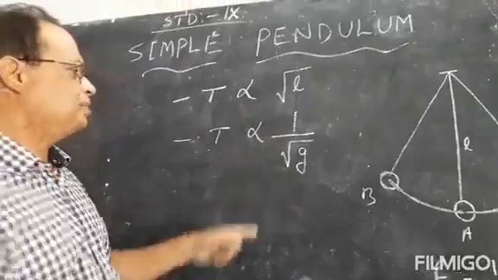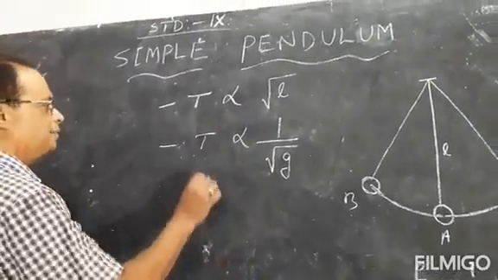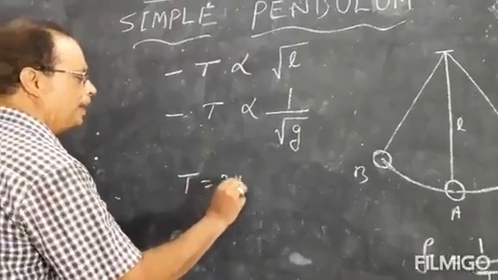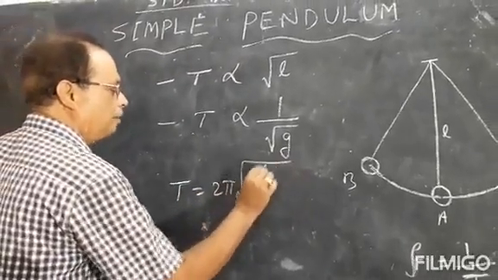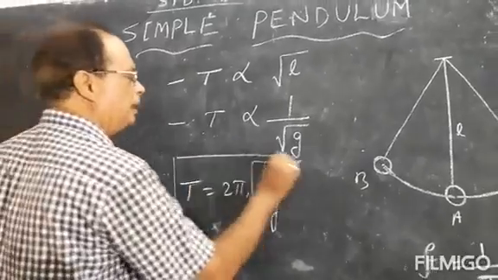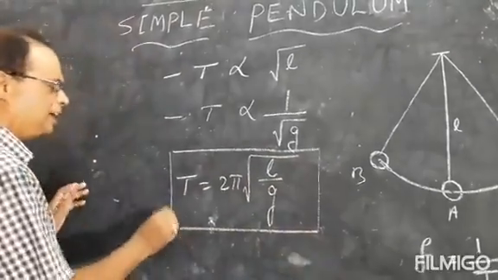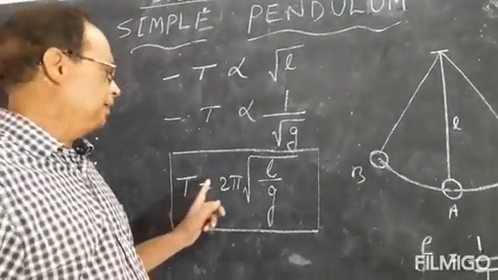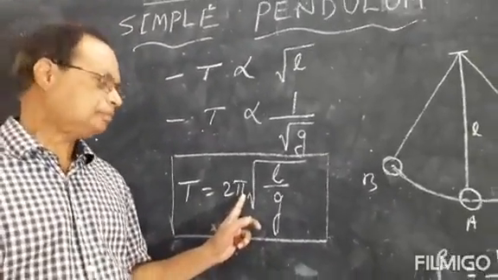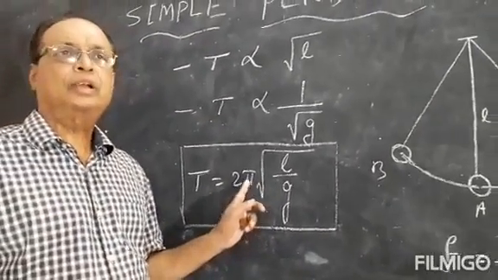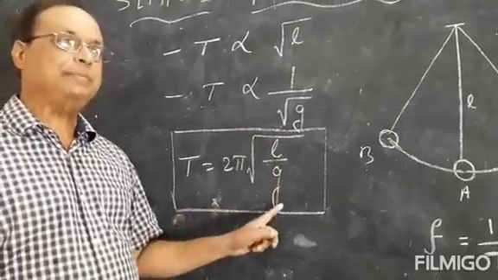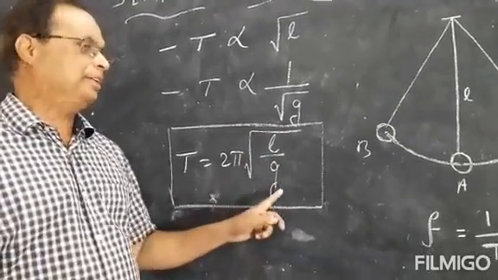Now combining these two, you can write the relation between T, L and g. So T is equal to 2 pi square root L by g. This is the formula for time period. Pi is a constant, you know. Its value is how much? 22 by 7. So T equals 2 pi square root L by g. This is the time period of the pendulum.